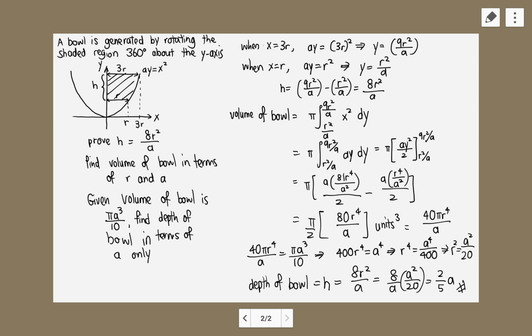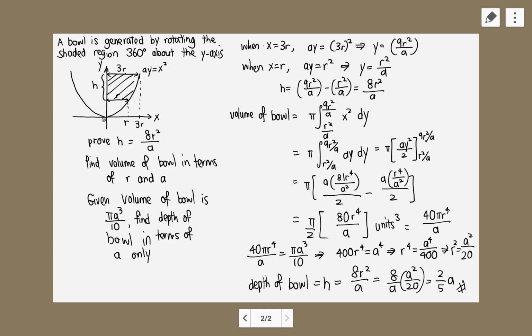So in this question, we will find the volume generated by rotating the shaded region 360 degrees about the y-axis. First, we are asked to prove that h, the height of the bowl generated by rotating the shaded region 360 degrees about the y-axis, is equal to 8r squared over a.